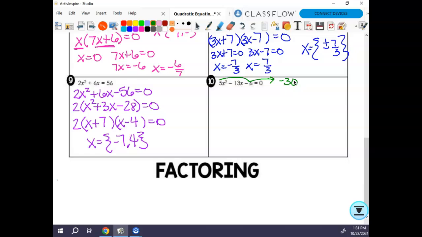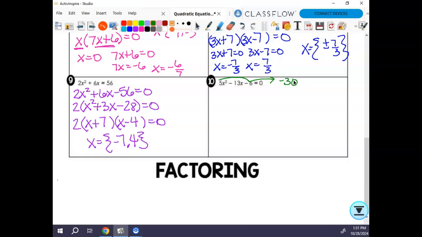15 and 2. Tell me why I can't use 3 and 10. Any ideas? Because if it's going to multiply to give me negative 30, the signs have to be opposite, right? And if I have a 3 and a 10 and the signs are opposite, they're not going to combine to give me negative 13. They're going to combine to give me 7, either positive or negative. So it is 15 and 2.